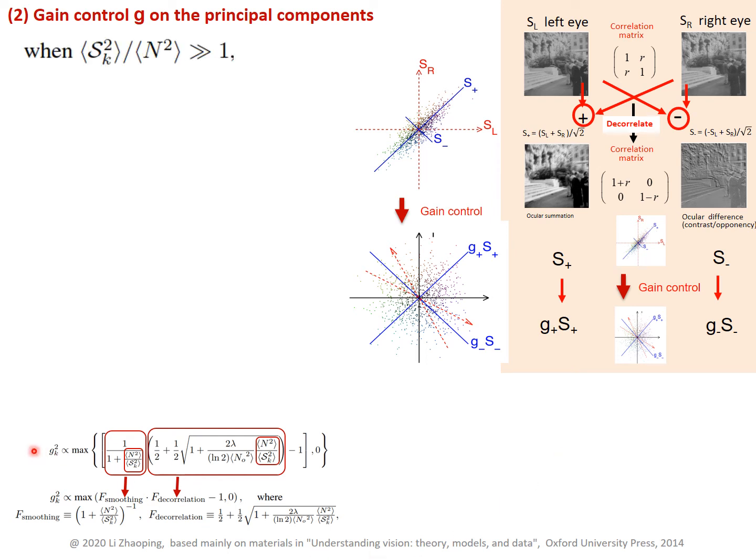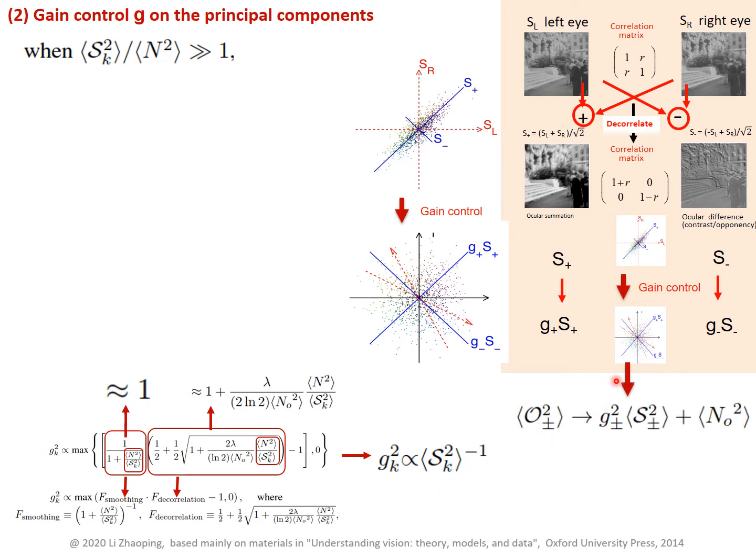Now let's look at the gains to the summation and difference channel when the signal to noise is very high, and this is in the low noise limit. Then this term is approximately constant, equal to 1, because this is the inverse of signal to noise, almost 0. And this term is approximately like this. Multiplying them together and minus 1, we have the gain squared proportional to the inverse of the signal power in each channel.